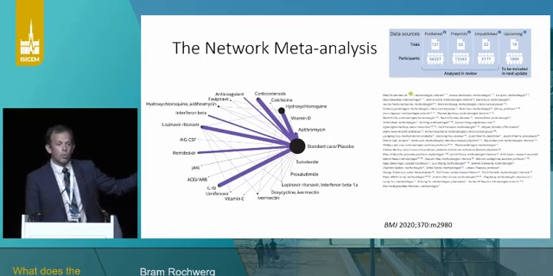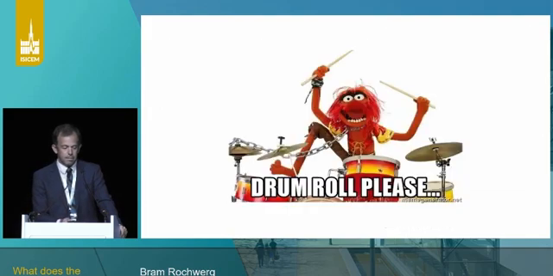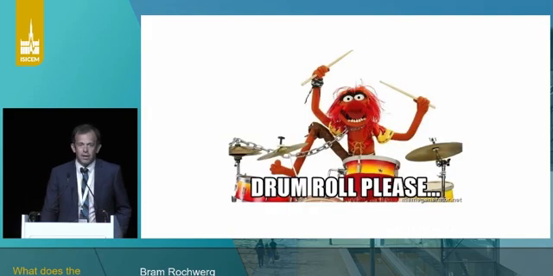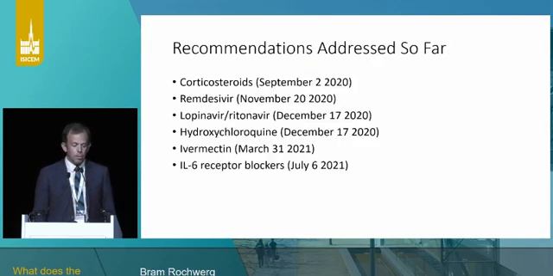This is what's called a network map from our most recent network meta-analysis. And you can see all the different drugs that have been investigated and included as part of the analysis. Okay, enough of the background. What were the recommendations that have been made to date? We've addressed 6 drugs to date. There's a 7th that will be published in the next little bit, looking at the monoclonal antibodies. But these are the agents that we've addressed so far, which we'll go through in turn.